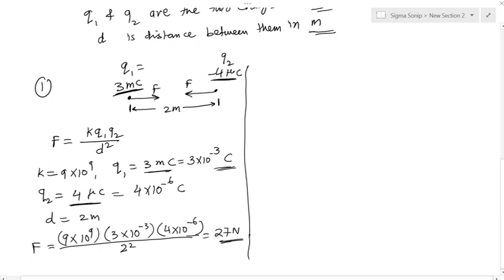So all it means is that Q1 here will experience a force of 27 Newton towards the right, and Q2 will experience a force of 27 Newton towards the left.